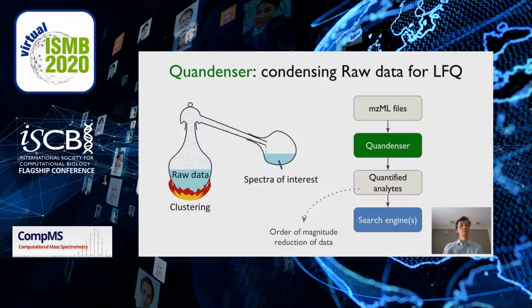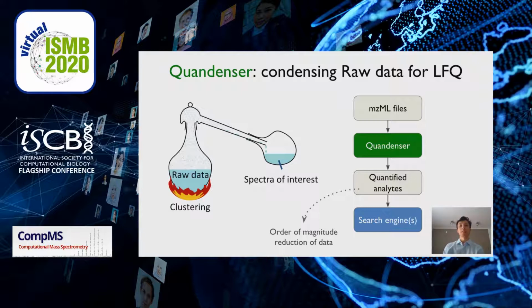So to tackle this, we came up with a method we call Condenser, where we apply clustering to our raw data to condense our data into a set of summarized quantifications together with spectra of interest.